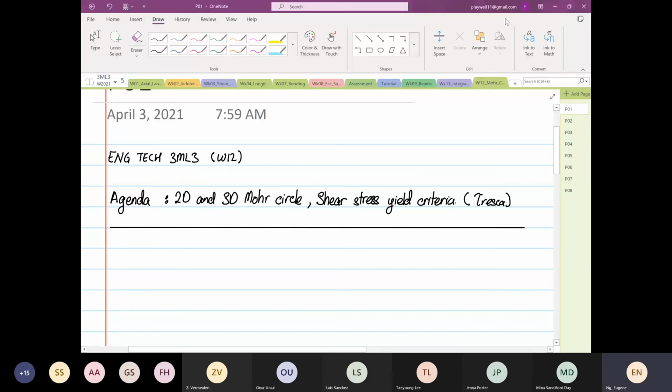Okay, good morning. Week 12. Okay, so one more week to go. So today we're going to do 2D and 3D Mohr Circle, and then we're going to look at how we implement the shear stress yield criteria, which is also known as Tresca, into Mohr Circle.